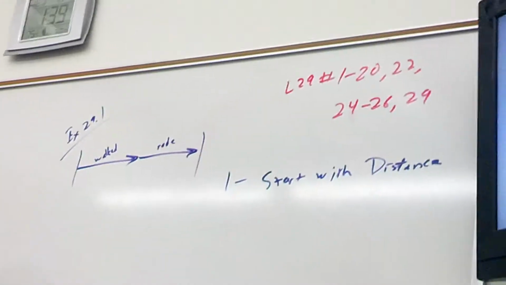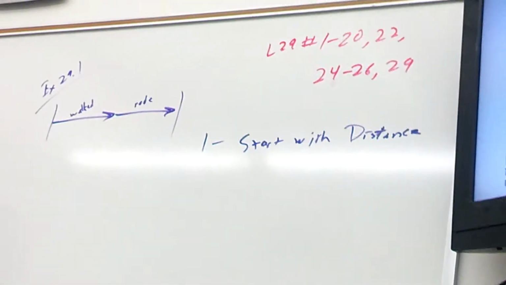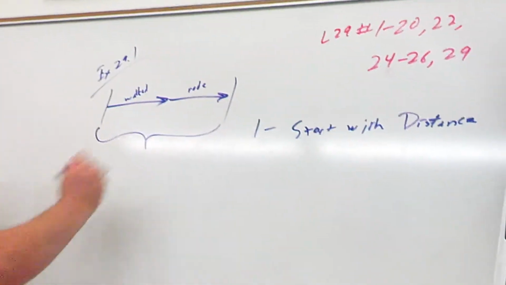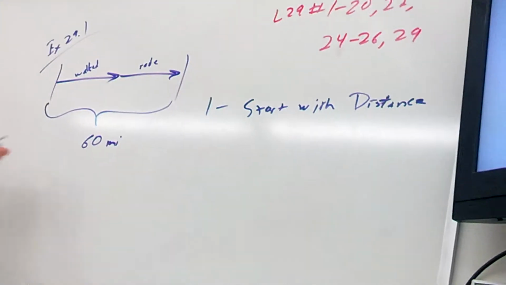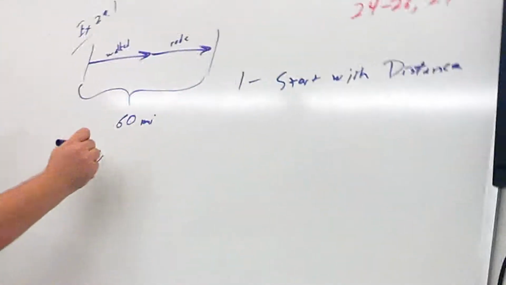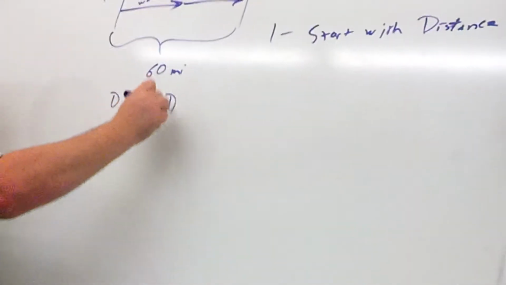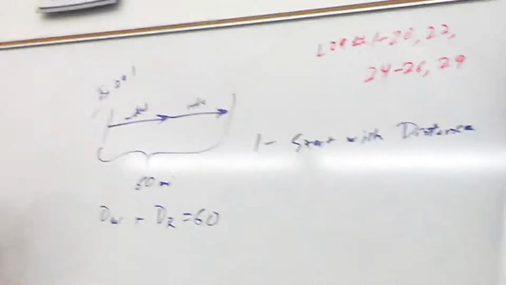We have 60 miles, okay? What does 60 miles represent? It's the entire length, so when we put walking and riding together, it equals the whole distance, 60 miles. So walking plus riding equals. Our distance walking plus our distance riding is 60 miles.